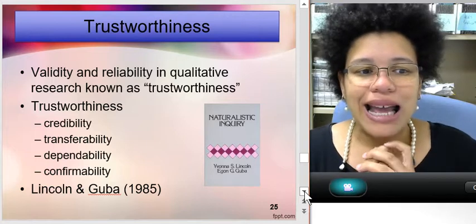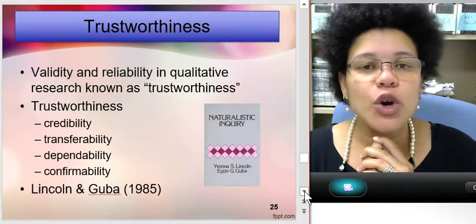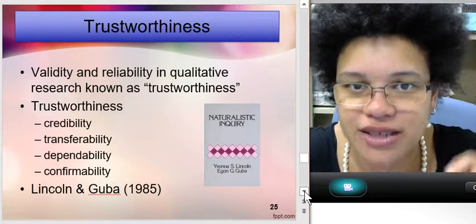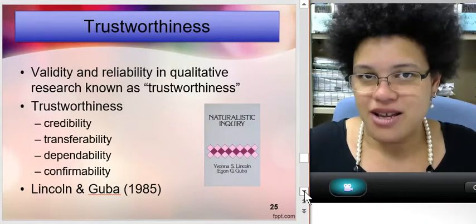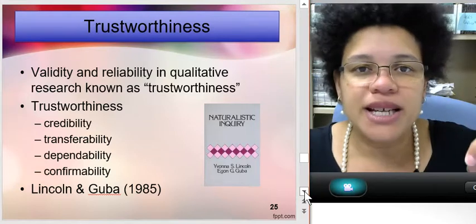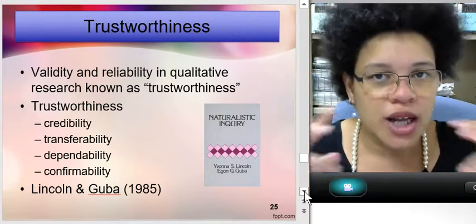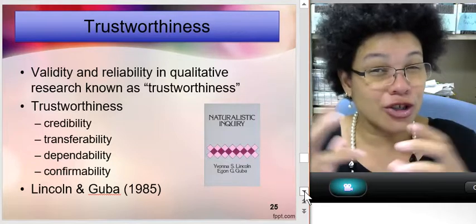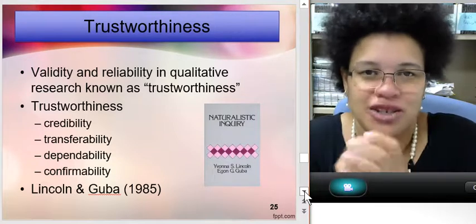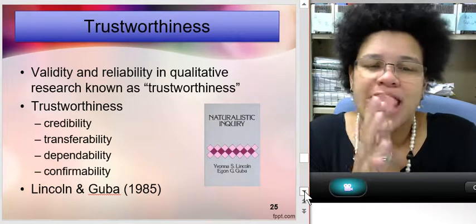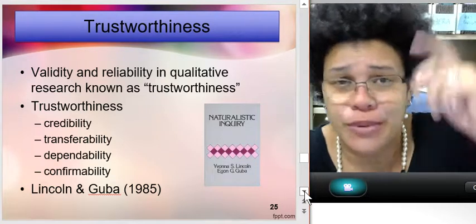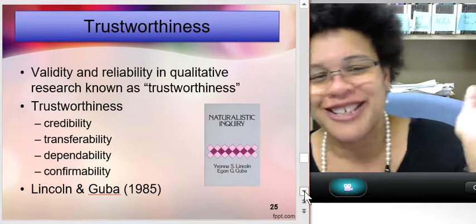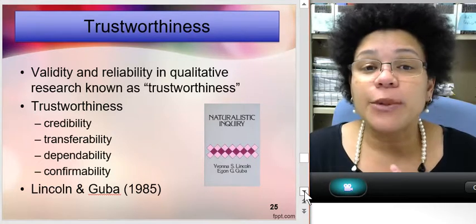Dependability. This is about procedure. If I were to do the same things that you did in a similar setting with similar participants, would I also elicit information similar to what you did? Were your procedures dependable, or did it seem haphazard? You just happened to show up and see this one thing, and therefore that's what you're basing your whole study on, right? Okay, and confirmability.